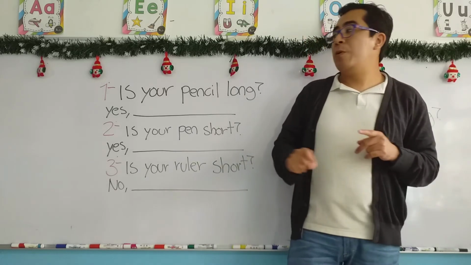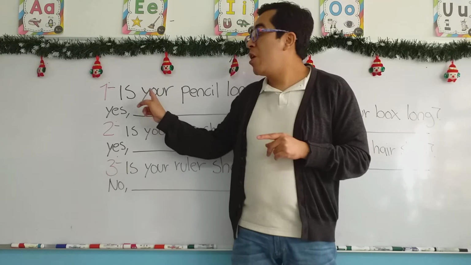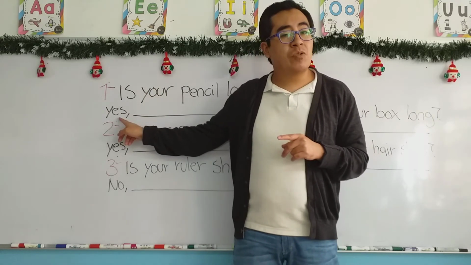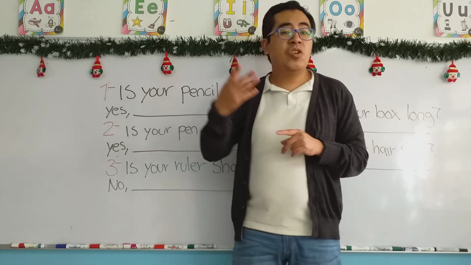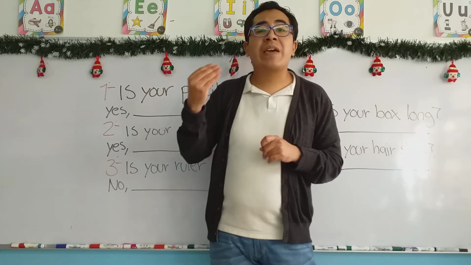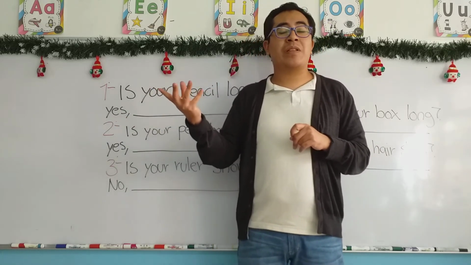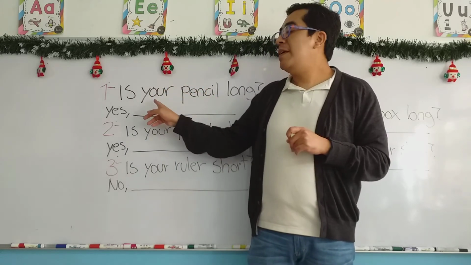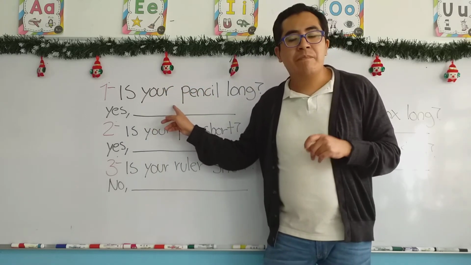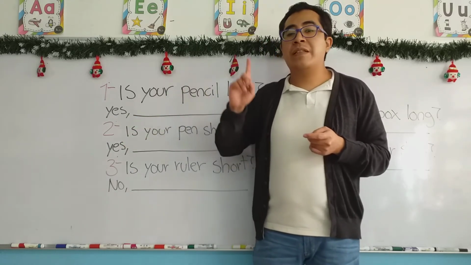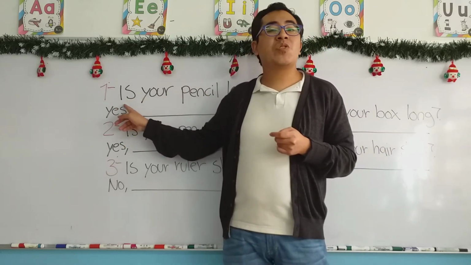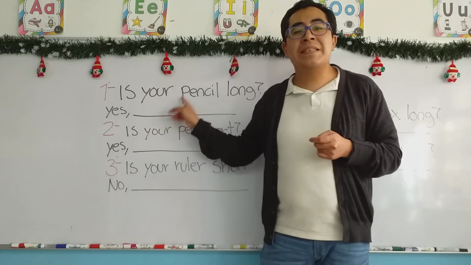For example, number 1, we already have the answer. The answer is yes. So, what do we have to add? It is. Because we have the yes. Yes, it is. If we have no, we have to add it isn't.